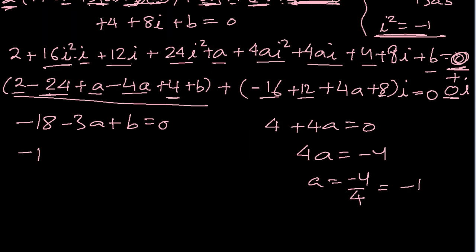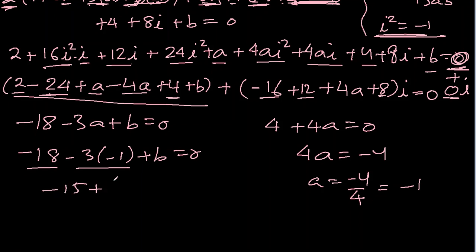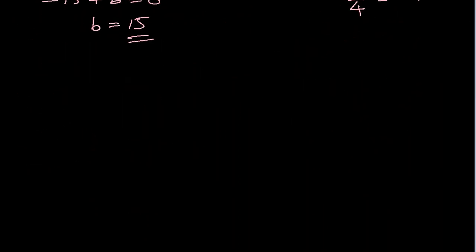What about b? Minus 18 minus 3, and now we know the value of a is minus 1, plus b equal to 0. Minus 18 plus 3 is minus 15 plus b equal to 0, and b becomes 15. That's the value of a and b. What is the second part? Let's talk about it now.